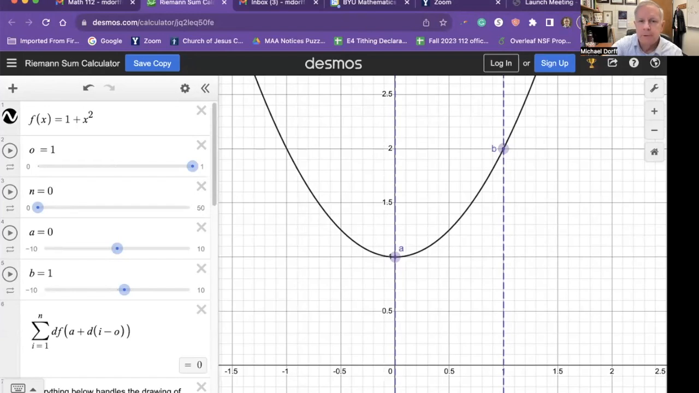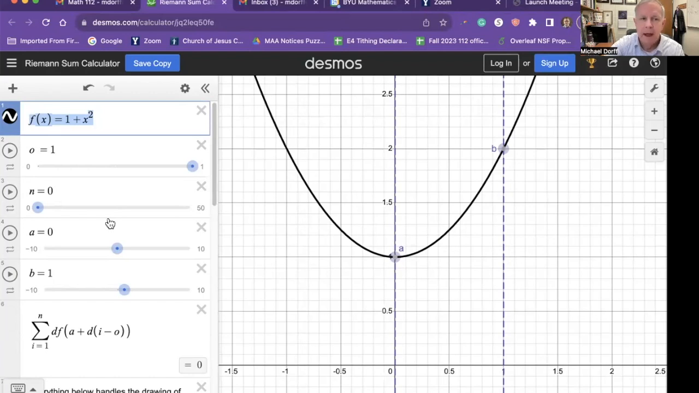Okay, let's look at an example using Desmos. I'm going to have this function f of x equals 1 plus x squared. The graph of that looks like this black line, this parabola that's shifted up one space. I'm going to be looking at the area under this curve from x equals 0 to x equals 1. That's what I want to find. I want to find out what that area is.